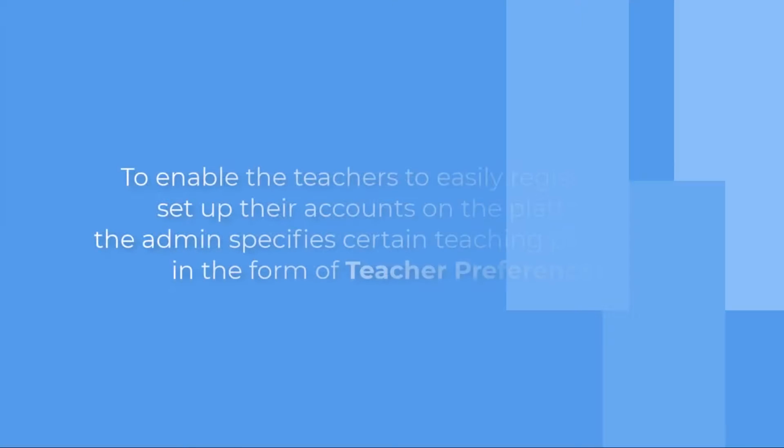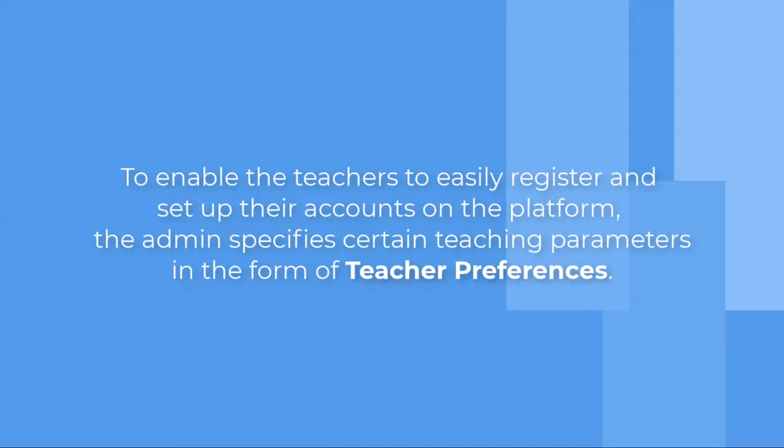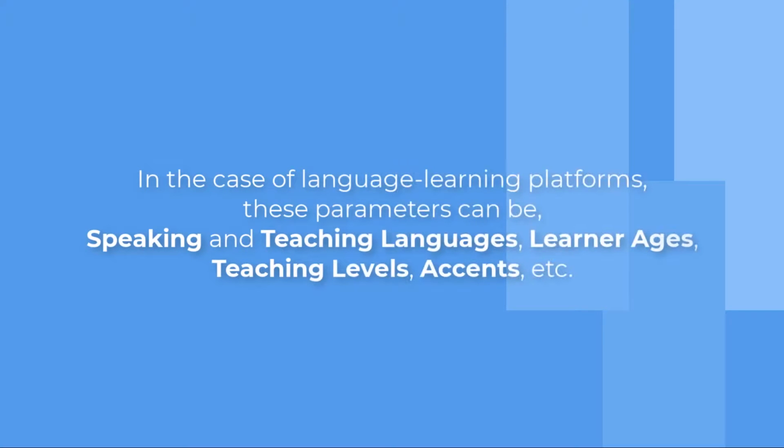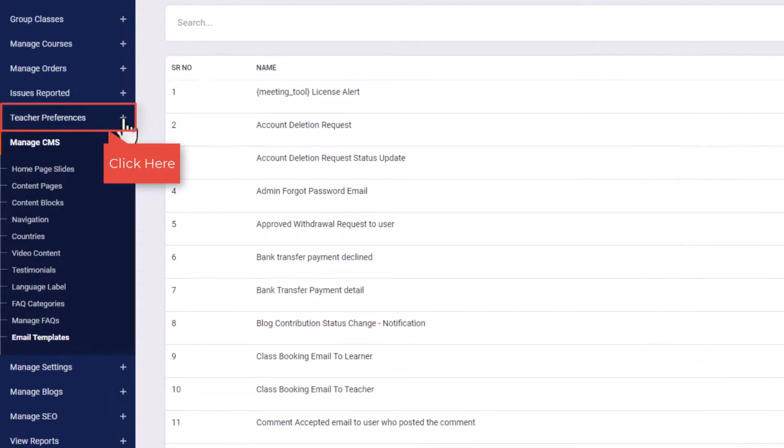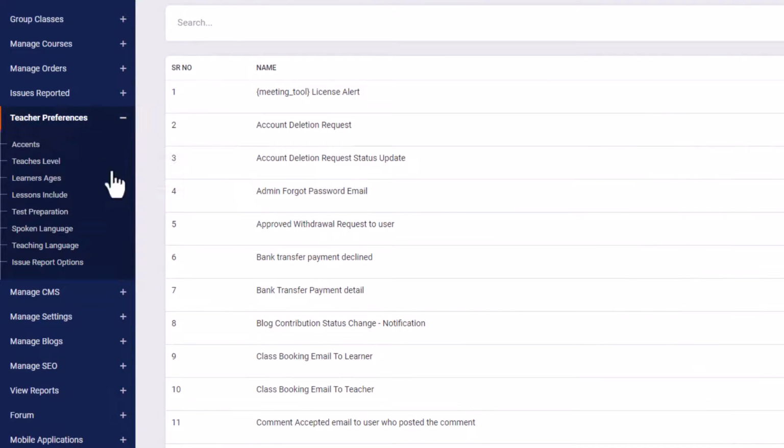To enable the teachers to easily register and set up their accounts on the platform, the admin specifies certain teaching parameters in the form of teacher preferences. In the case of language learning platforms built with YoCoach, these parameters can be speaking and teaching languages, learner ages, accents, etc. From the left navigation drawer, expand the teacher preferences. Let's have a look at the admin manageable modules.